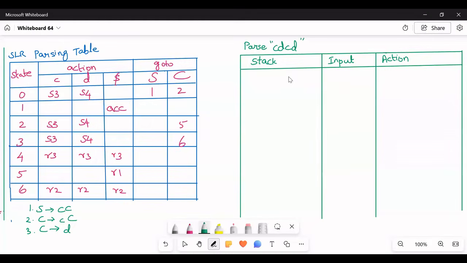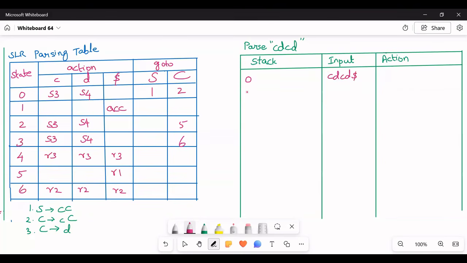Hello everyone. In this lecture, we are going to discuss parsing the input string CD for the same SLR parsing table, for this grammar. So here, first we need to construct the three columns: stack, input, action. Initially we write state 0 on the stack. Input should be CD followed by dollar.